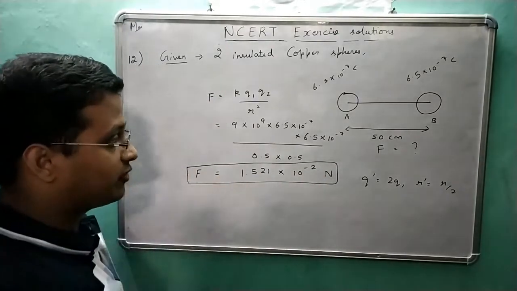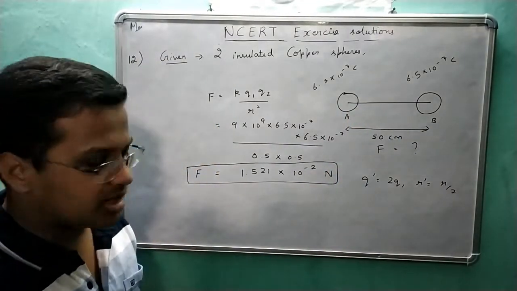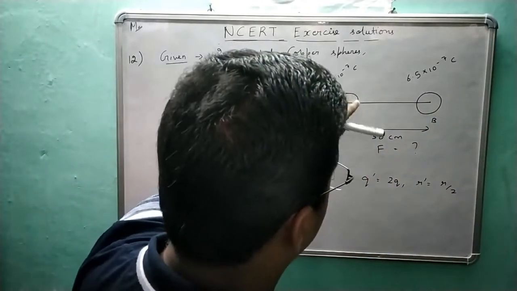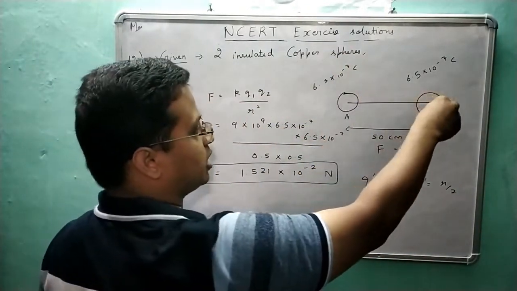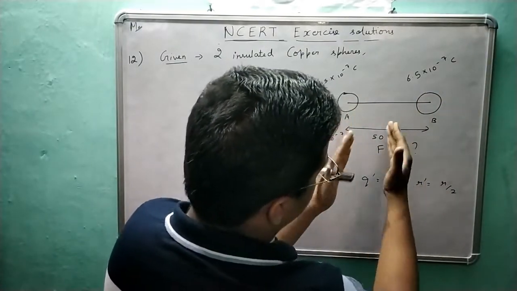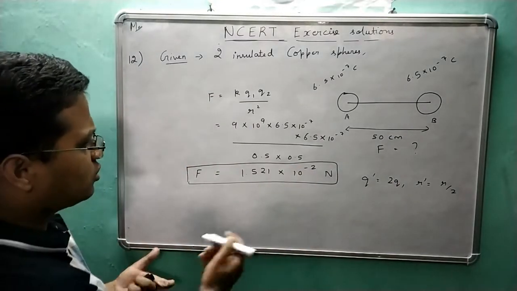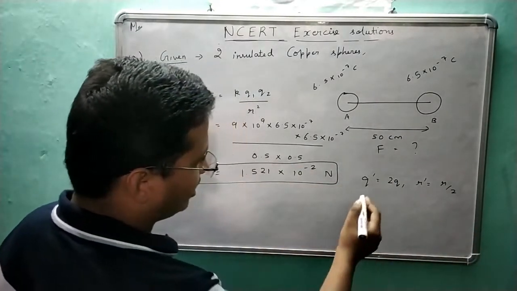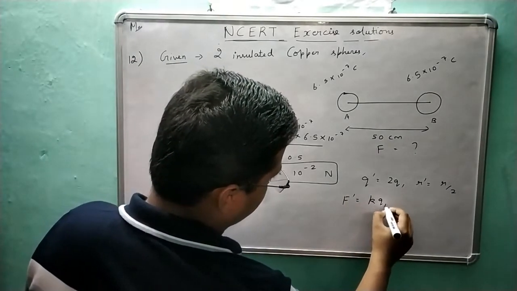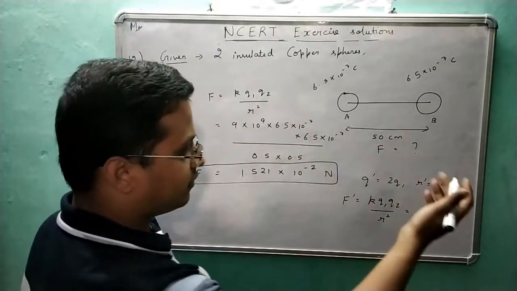This is the electrostatic force of repulsion between these two charges. Now it has asked that if we double the charges, so whatever charge was in A, double the amount, whatever charge was in B, double the amount, and decrease the distance by half, what will be the value of this force? So instead of calculating again, let's follow something else. As we know, force is K Q1 Q2 by R square. Let this be the new force, that is, after changing.